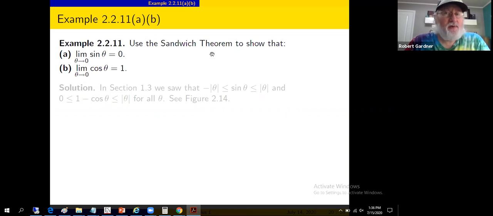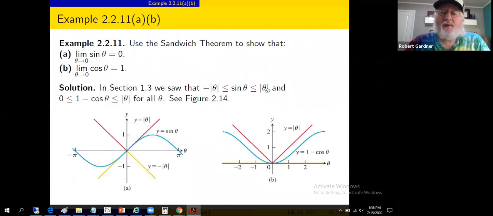All right, this is straightforward with the sandwich theorem if you believe the following. We've got some inequalities that have been established previously in the preliminary material, in section 1.3, and we'll take this as given. It's shown that the sine of theta is sandwiched between negative absolute value of theta and absolute value of theta, and that 1 minus cosine theta is sandwiched between 0 and the absolute value of theta. Here are the pictures. Here's a graph of a sine function and absolute value of theta. Absolute values are these usual V symbols here.